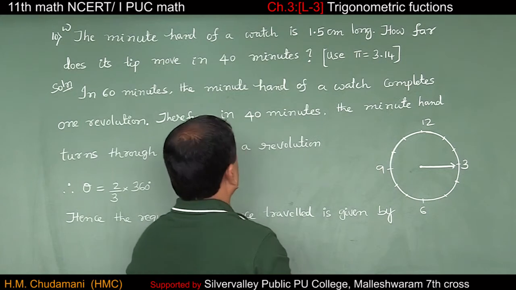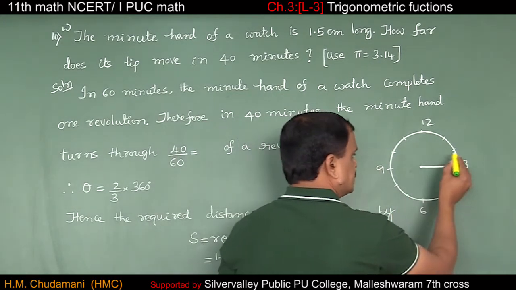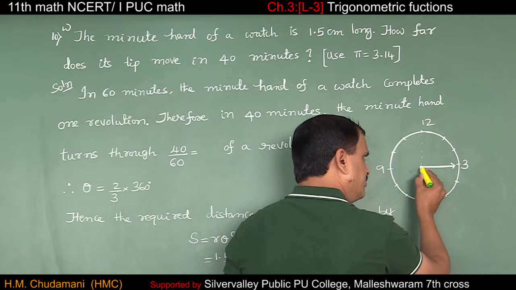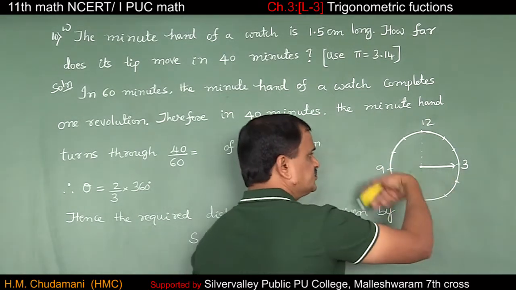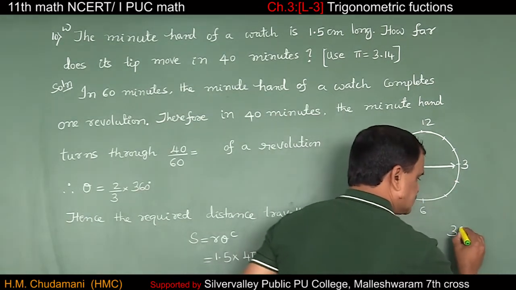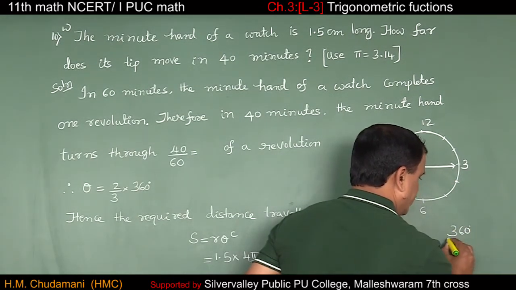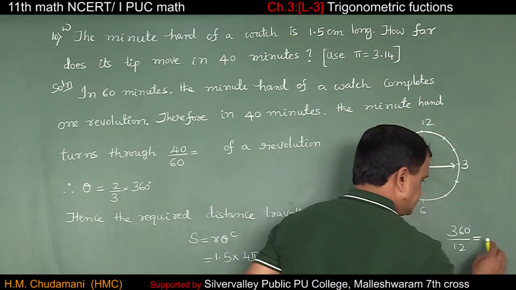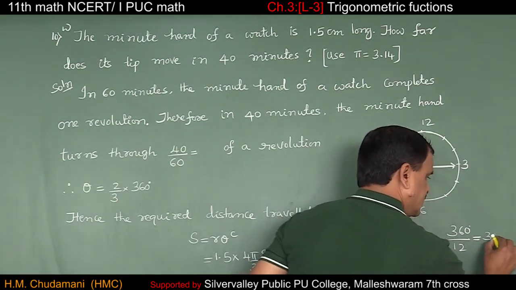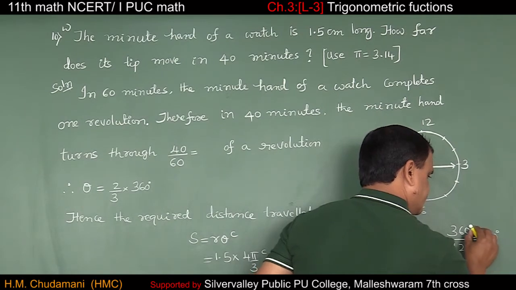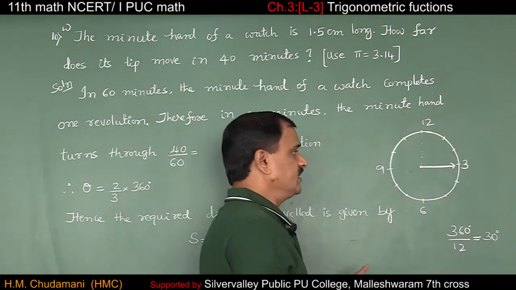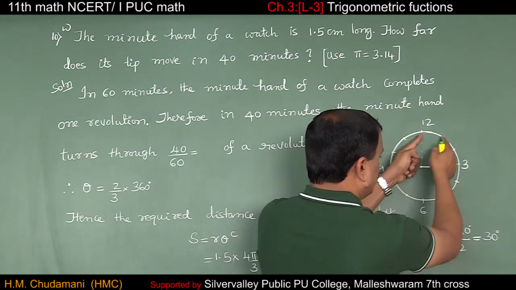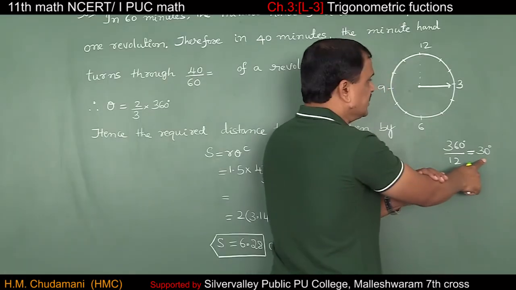Minute hand of a clock is 1.5 centimeter long. In 40 minutes, see, minute hand in 5 minutes covers 30 degree. Totally 360 degree we have. So there are 12 divisions. 12 divisions means 12 times 30 is 360. So 30 degree. So in 5 minutes, it covers 30 degree.